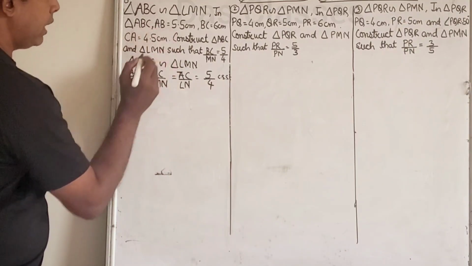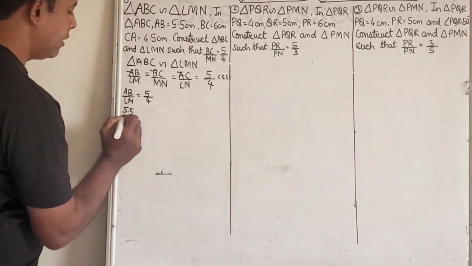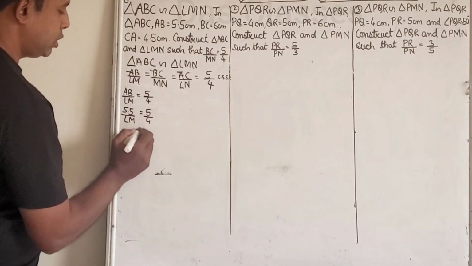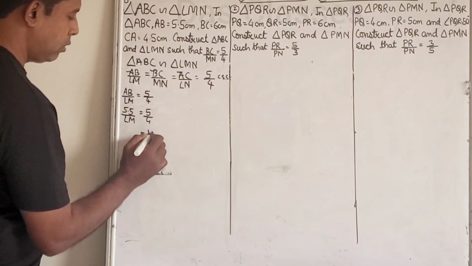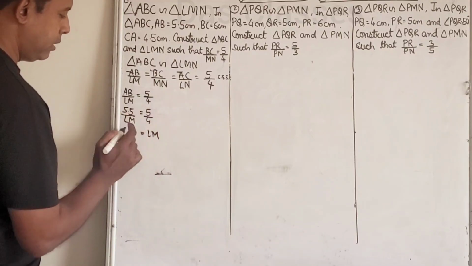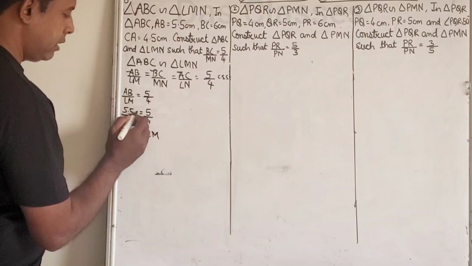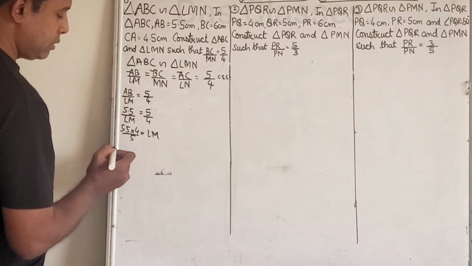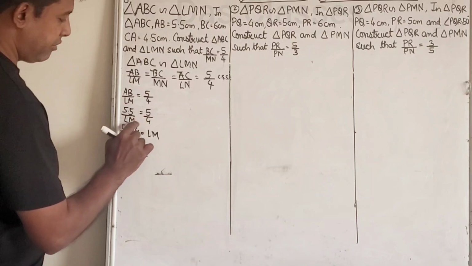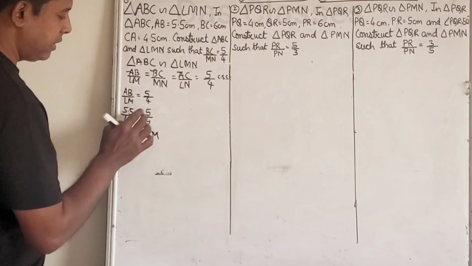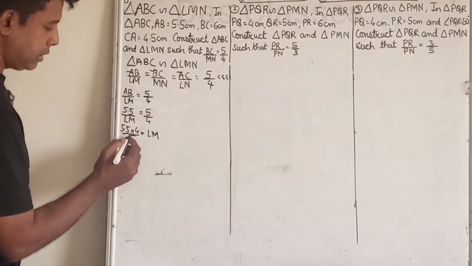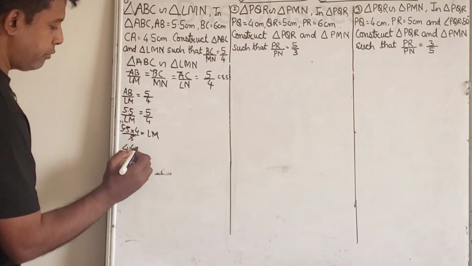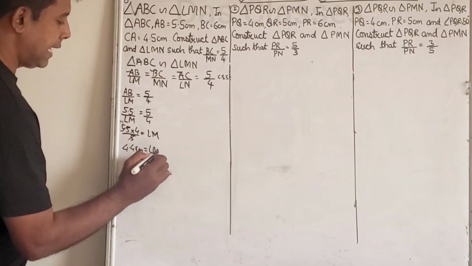Now AB, I know AB is 5.5. So 5.5 upon LM is equal to 5 upon 4. Cross multiply: this LM goes to the right hand side, and 5.5, and the 4 upon 5 comes to the right hand side. We have just cross multiplied 5 into LM and 4 into 5.5, and in the next step 5 has come in the denominator. So 22 divided by 5 gives 4.4 centimeter. LM is 4.4 centimeter.